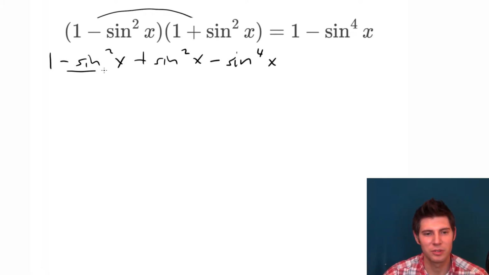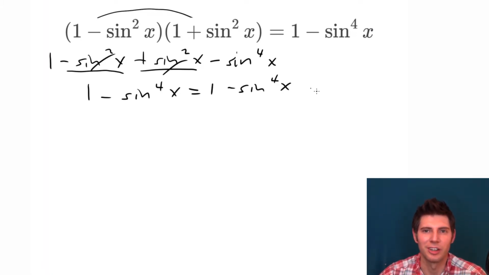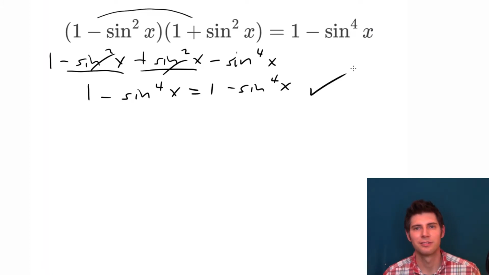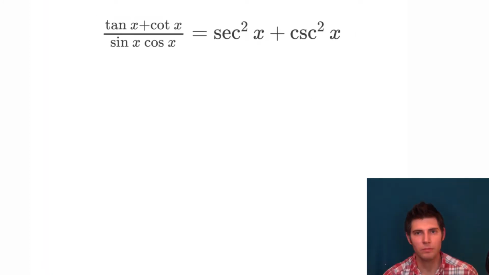So these middle terms, negative sine squared and positive sine squared, are going to cancel. So we're left with just 1 minus sine to the fourth of x. And that's what we're trying to equal. So we're done. So this one, all we had to do was distribute and simplify. So let's do the next one.